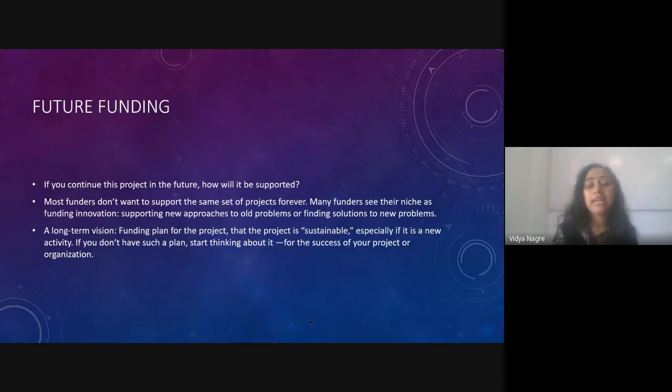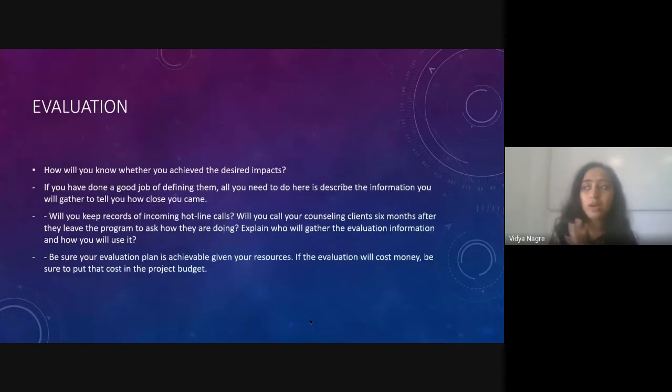So funding plan for the project, that the project is sustainable, especially if it is a new activity. If you don't have such a plan, then please start thinking about it. Though not for the success of your project, but for the success of your organization also. Otherwise, your project may fail soon. You may get funds and suddenly it will be under the shades because of not having a foresightedness, not thinking about a distant future. So you should think about from all the angles before you step into any project or step into any research.